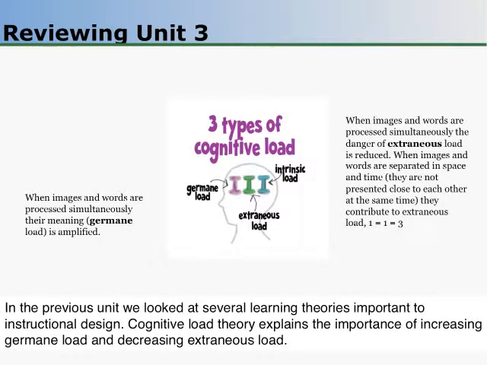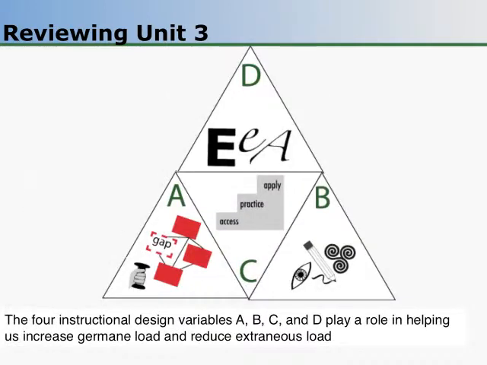In the previous unit, we looked at cognitive load, and we talked a lot about how images and words together amplify germane load if they're presented simultaneously. And at the same time, if they're not, you actually increase extraneous load because you provide a message that doesn't make sense. The 4 instructional design variables, A, B, C, and D, play a role in helping us increase germane load and reduce extraneous load.